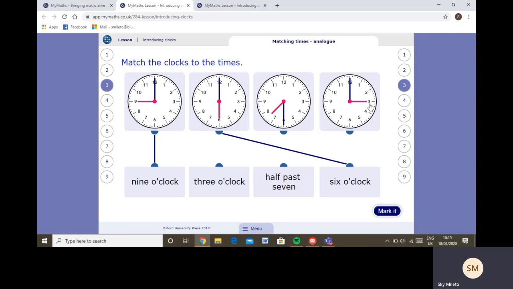Even if we didn't have the hour hand, we would be able to know the answer to this one, because even if you covered up the hour hand, you would know that the one with the minute hand pointing to 12 must be the 3 o'clock, and the one with the hand pointing to the 6 must be the 7:30. Mark it. All correct. Well done if you got all that right yourself as well.